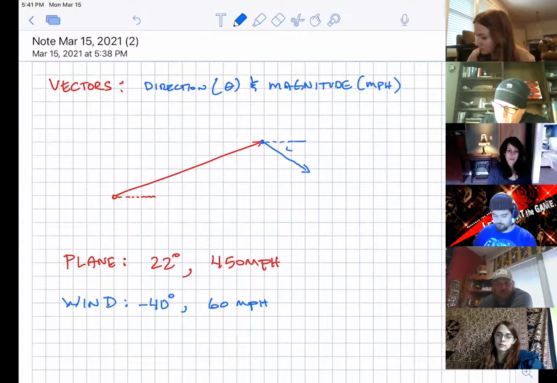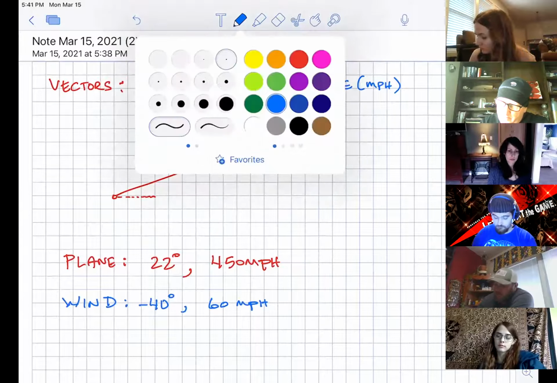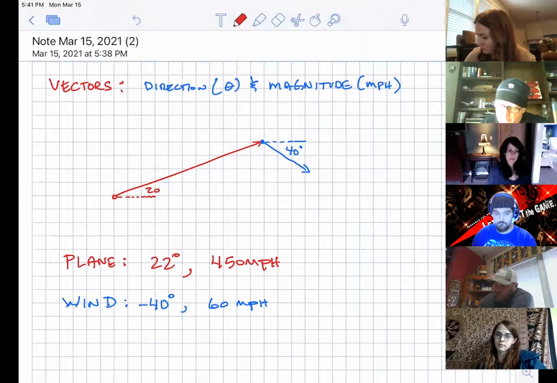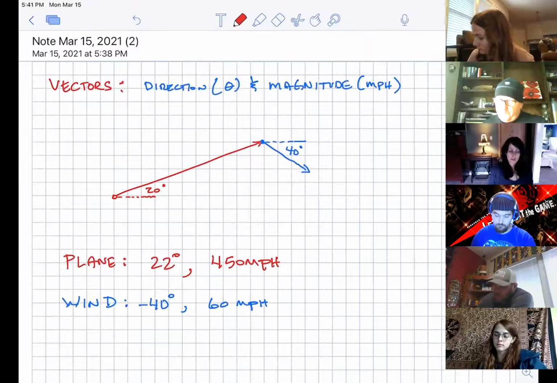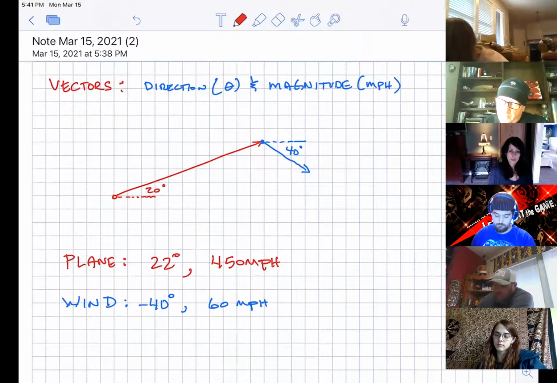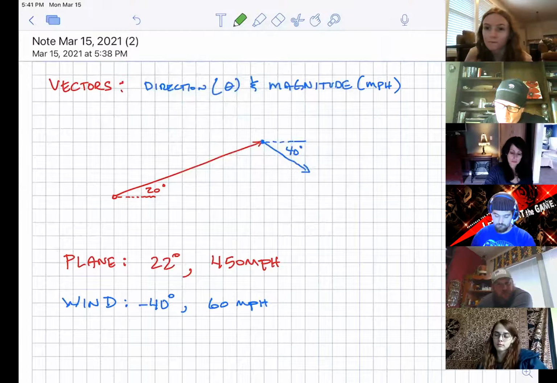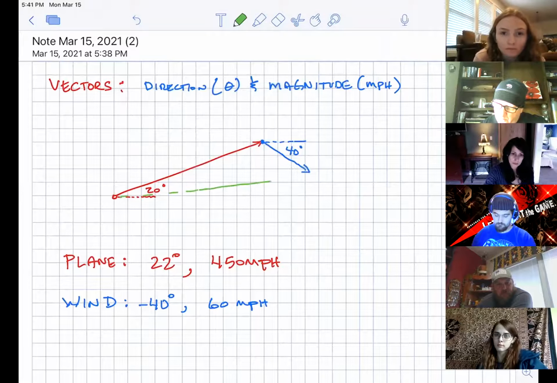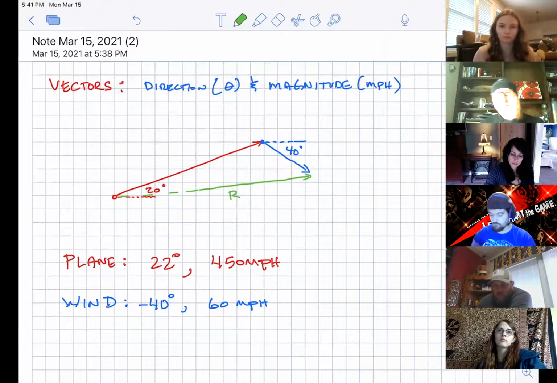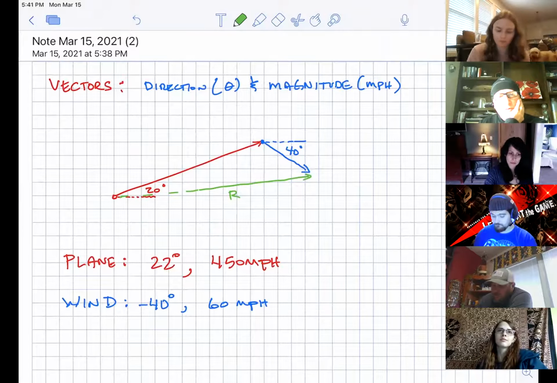So that angle is 40 degrees since it's negative 40 and the original one is 20, and so awesome. And so what we're after ultimately, in this particular case, is this resultant, or the result of this. And what's kind of cool about vectors is no matter where they are, you can actually move them head to tail.